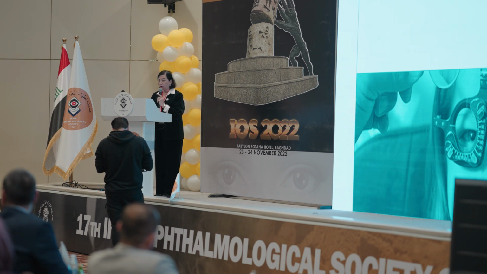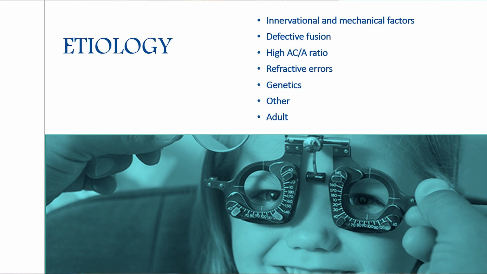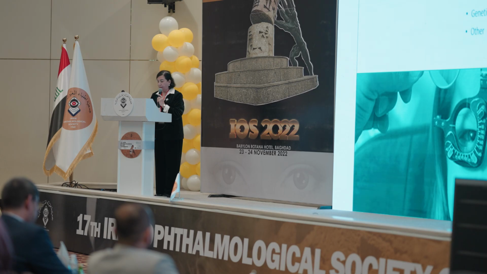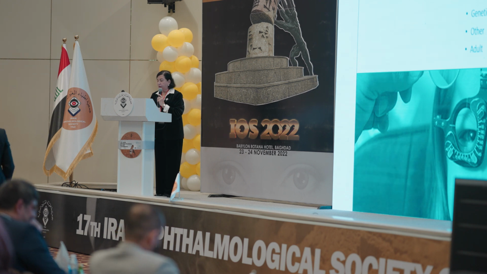What is the etiology of our disease? First of all, innervational and mechanical factors. Second, defective fusion. Third, high AC/A ratio. Fourth, refractive errors. Fifth, genetic. Others include low birth weight, craniofacial malformation, or maternal smoking during pregnancy. In adults, it is different. There may be diseases such as thyrotoxicosis, stroke, or loss of vision in one eye.